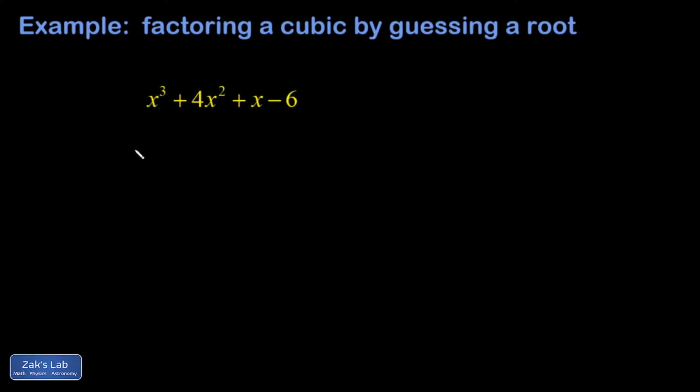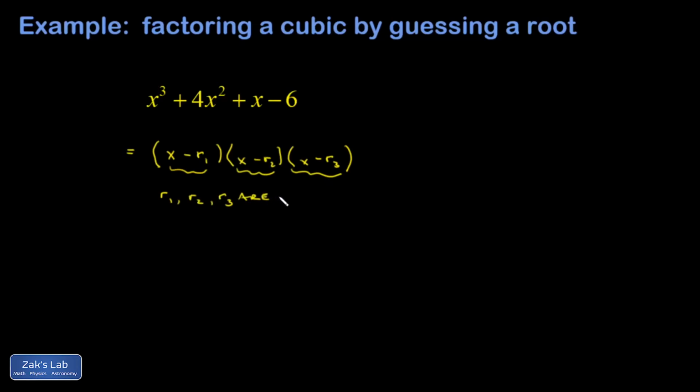Now, the whole idea behind this is that if it factors as completely as you could imagine, then it would factor into 3 binomial factors. I'll call them x minus r1 times x minus r2 times x minus r3. And then I notice that this whole expression would equal 0 if x was equal to any one of these constants. So that means r1, r2, and r3 are roots of the original expression.